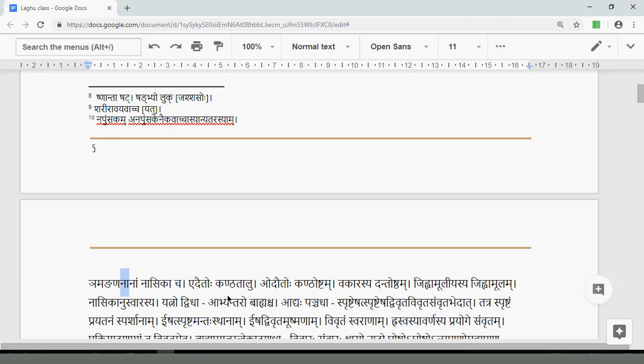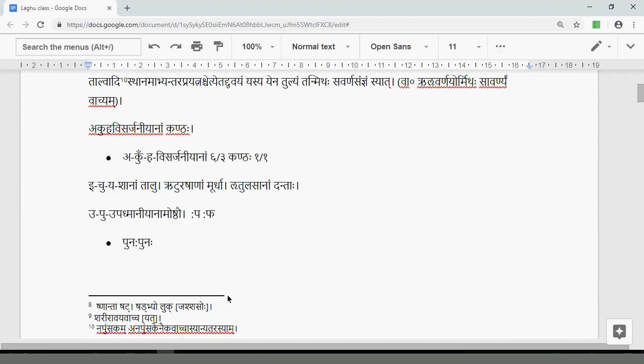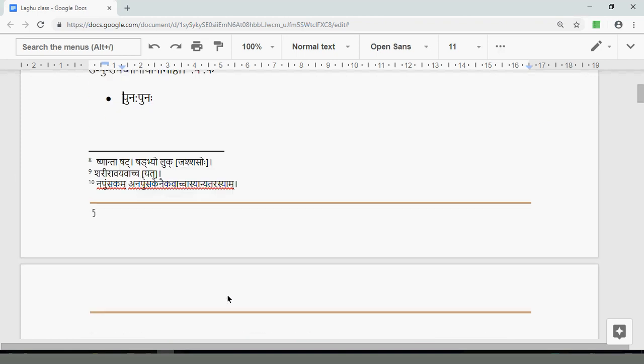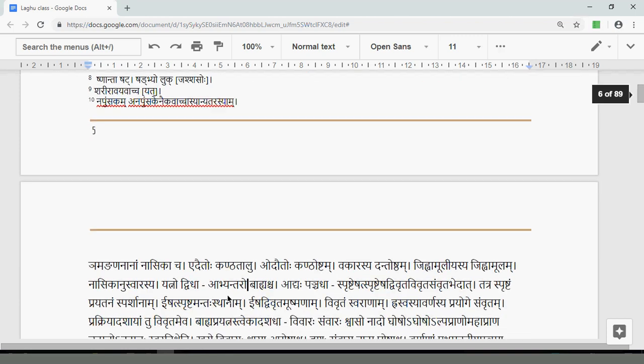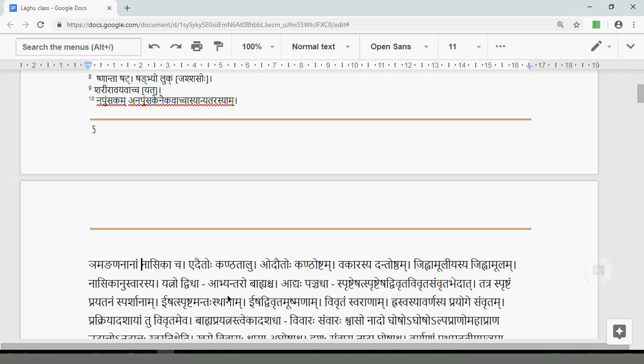Sorry, there is one missing, is it? Ritulasanam danta. So I didn't separate. Ritulasanam danta, so this is tavarga. The nakara is the varga panchama of tavarga. So takarasya danta nasikacha. This is how you'll interpret this sutra, because chakara is there. Whatever sthana has been given for the varga panchama, that plus nasika.